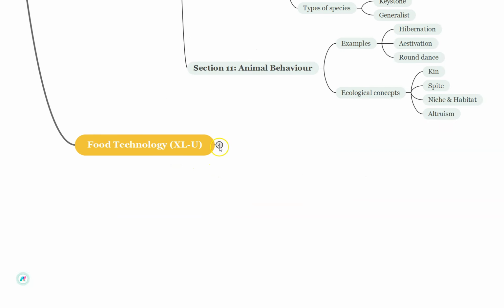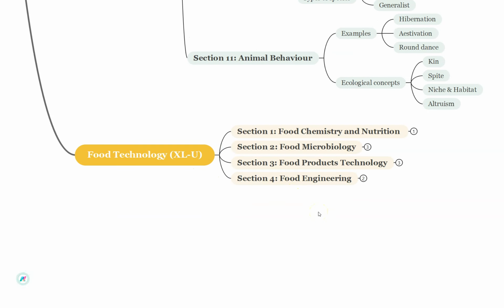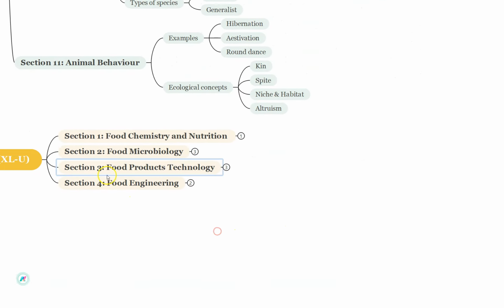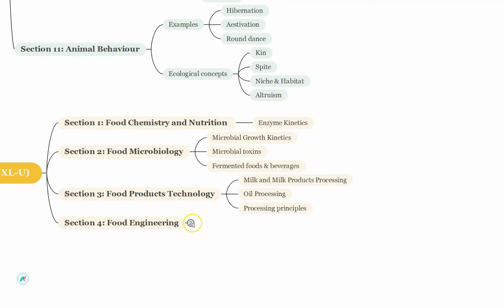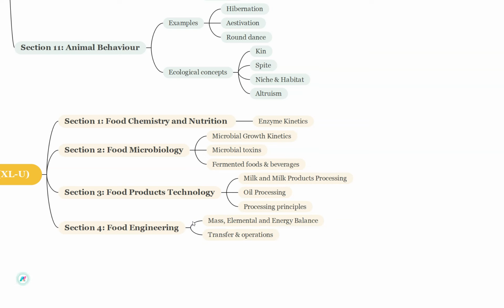The last subject is food technology. I will not be discussing much in detail from here because this has only 4 sections, but these are complete full paragraphs. So overall, these are the topics which are important. Remember, momentum transfer, heat transfer, mass transfer, mechanical operations, thermal operations, mass transfer operations. Okay. Apart from that, kinetics, growth kinetics, toxins, fermented food beverages, milk and milk product processing, oil processing, and the principles which are involved are very important.